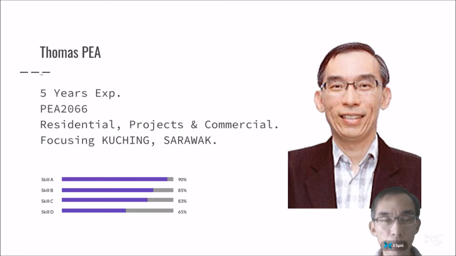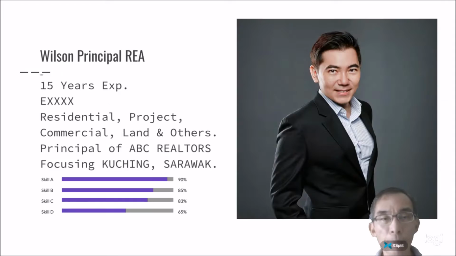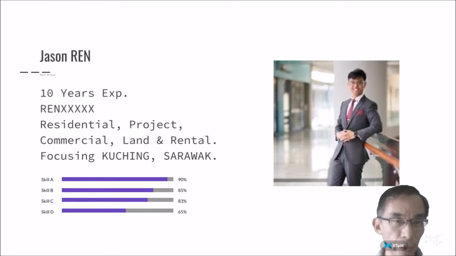Thomas has 5 years of experience, registered as a probationary estate agent 2066. This is the real person. I am Thomas Sim. I am involved with residential project sales and commercial, focusing on the geographical area of Kuching, Sarawak. And the principal registered estate agent is Wilson, with 15 years of experience. His dummy number is EXXXX, covering residential projects, commercial land, and others. He's the principal of ABC Realtors, focusing on Kuching, Sarawak. And also Jason, who is a real estate negotiator with 10 years of experience, registered with a dummy number, covering residential projects, commercial land, and rental, also focusing on the same area, Kuching, Sarawak.